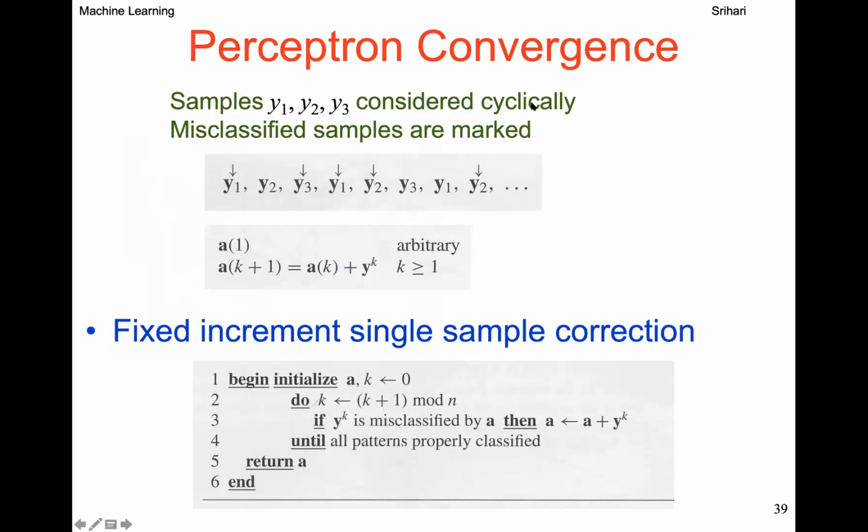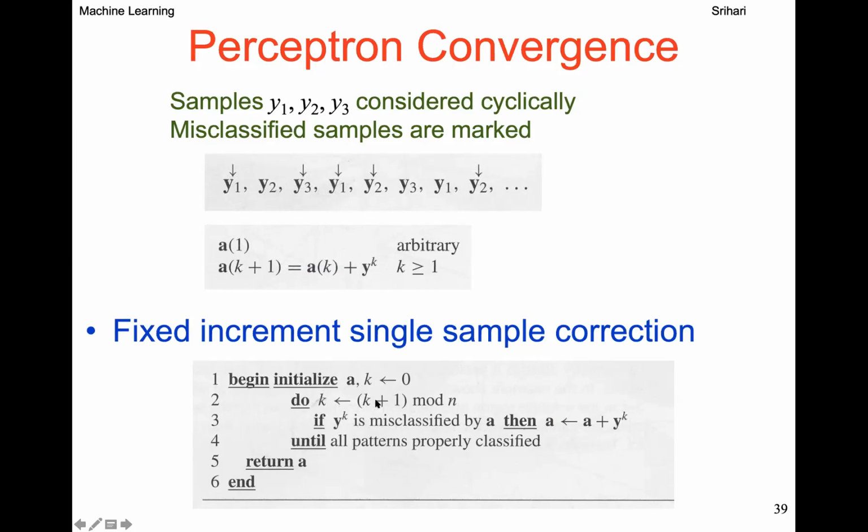Samples Y1, Y2, Y3 are considered cyclically. Misclassified samples are marked. You present Y1, and Y1 is wrong. Then you present Y2, and Y3 is wrong, Y1 is wrong, and so on. We are cycling through the samples Y1, Y2, Y3, Y1, Y2, Y3, Y1, Y2. Each time we change the weights by adding that sample. You start with arbitrary weights, and then a(k+1) is a(k) plus y_k. Whichever sample was misclassified, simply add it to that. That's very peculiar. So this is the learning algorithm.